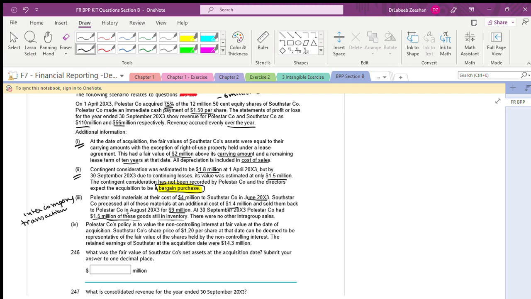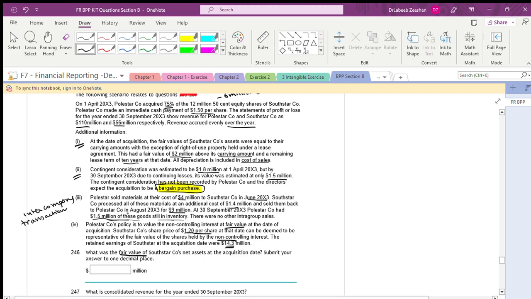Polestar's policy is to value the NCI at fair value. That's a normal procedure. South Star's share price is 1.2 per share, deemed to be representative of the fair value of the shares held by NCI. The retained earnings at the date of acquisition is 14.3 million. They gave you substantial information for us to think about. Now, what is the fair value?